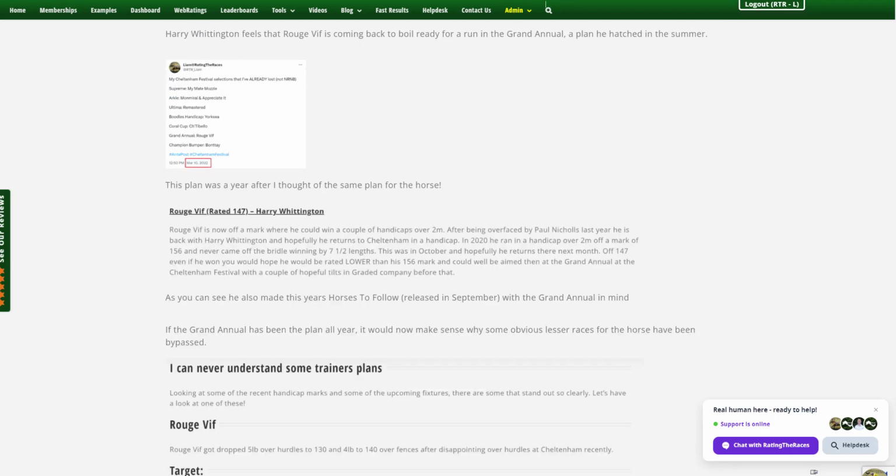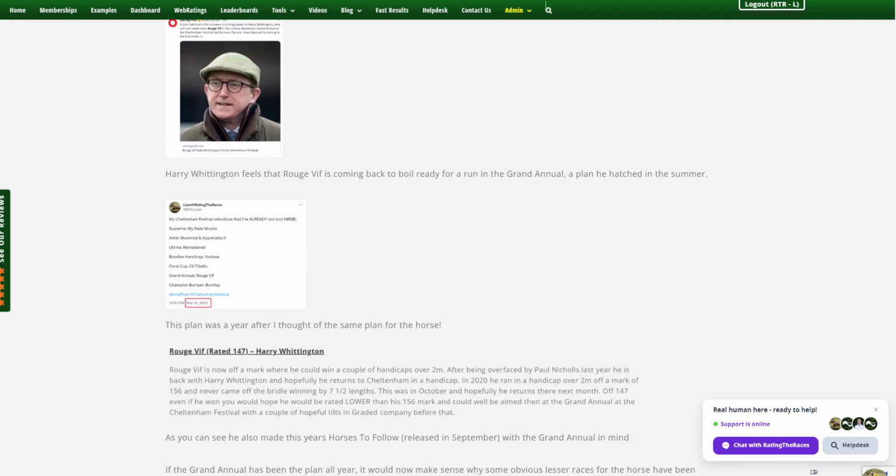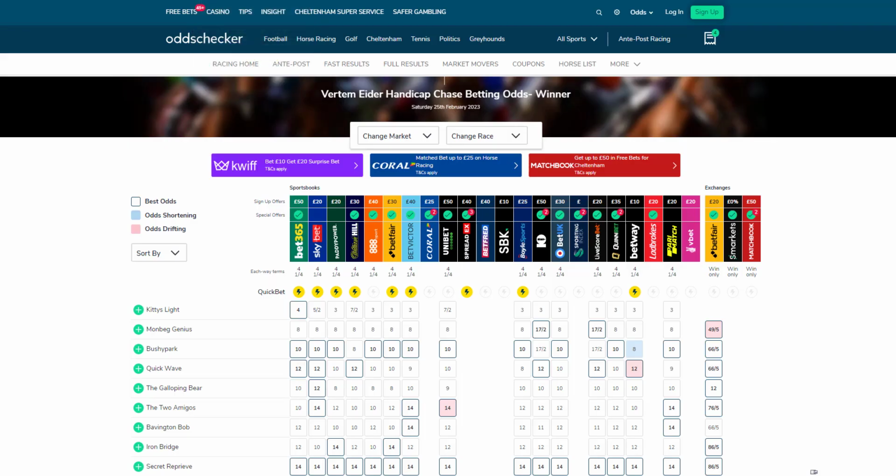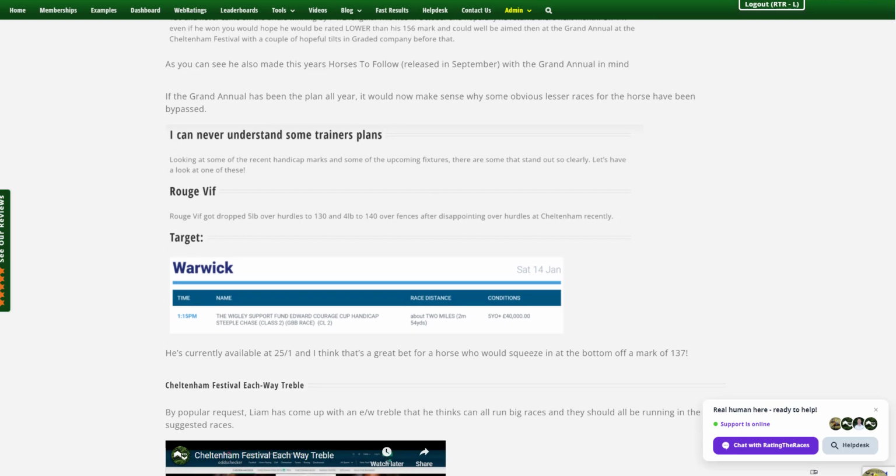If we actually look at my tweet here, you'll notice I actually highlighted Rouge Vif for the Grand Annual and he didn't run back in March 2022. So the fact that he is going this year, I'll be very keen on him in the Grand Annual. And you can currently get 25-1 about him in the Grand Annual. Currently available at 25-1. And off a 137 handicap mark, he's likely to squeeze in at the very bottom. And I think he would be a great bet at 25-1.